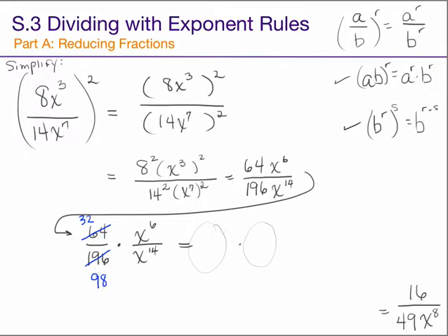Now that I've done that, I can see that 2 will go in again. So 2 goes into 32 16 times, and 2 goes into 98 49 times. Does anything go into 16 and 49? Well, 16 is 4 times 4 or 2 times 8. It's all made up of 2s. And 49? 7 times 7. It's all made up of 7s. So this is the number part of my fraction fully reduced. 16 over 49.